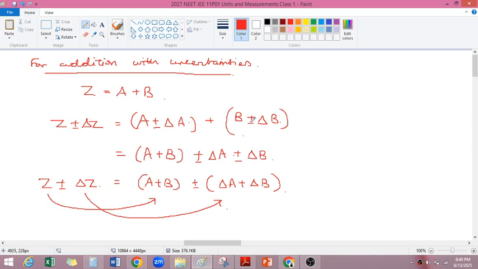You can try the same thing for subtraction also. For subtraction you will get a minus here. So minus into plus will become minus, minus into minus will become plus here. So again you will get plus or minus outside and you will get a plus here.